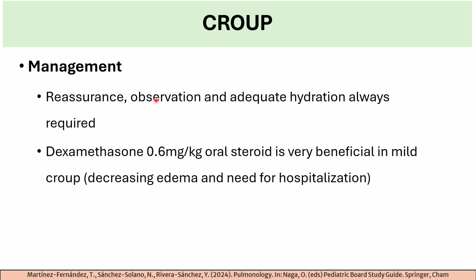Observation at home with adequate hydration, bedside humidifier, control the fever if there is any with ibuprofen or Tylenol. Dexamethasone is very helpful in cases of croup to prevent worsening of the case by giving 0.6 milligram per kilo one-time dose orally. If the child cannot tolerate the oral, you can do intramuscular. This will decrease the laryngeal edema and the need for hospitalization.